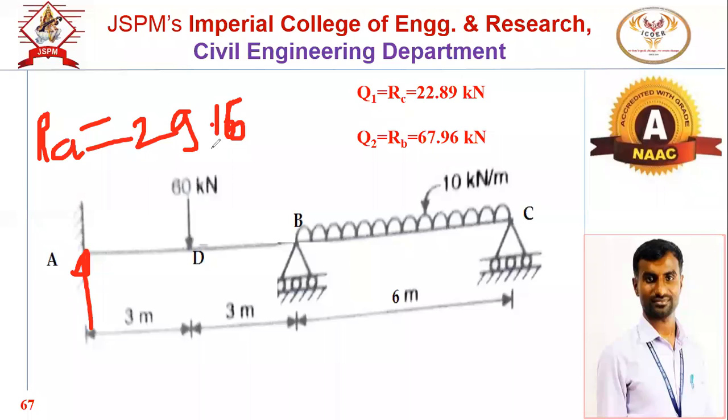Okay. Correct. See, just we have to apply the summation of y equal to 0. So what was the trick? Make the summation of y equal to 0. Both the reactions RB and RC are vertically upward. So we'll assume this RA is also vertically upward.